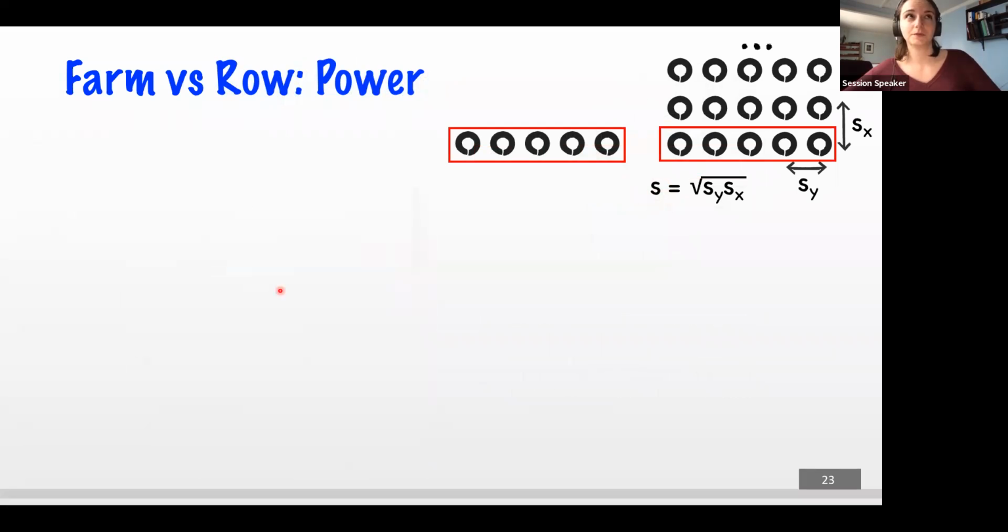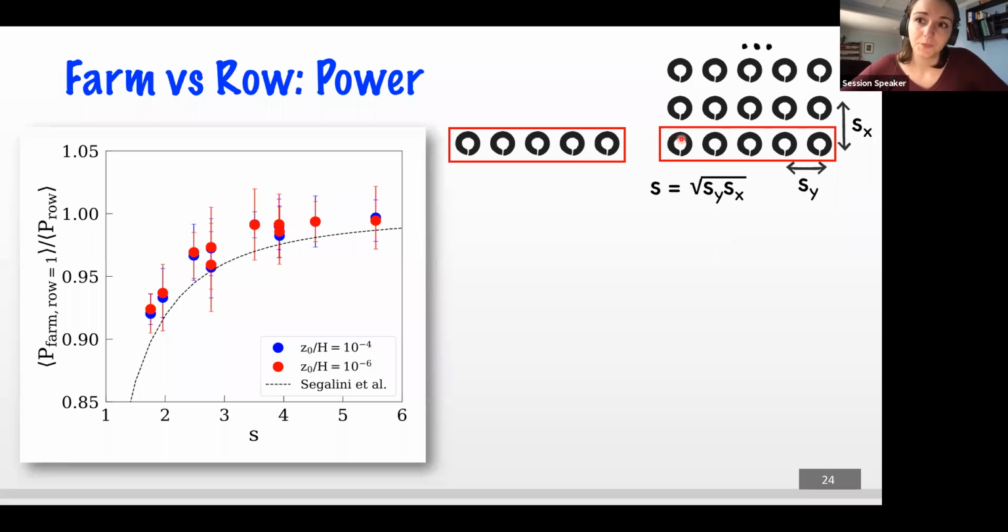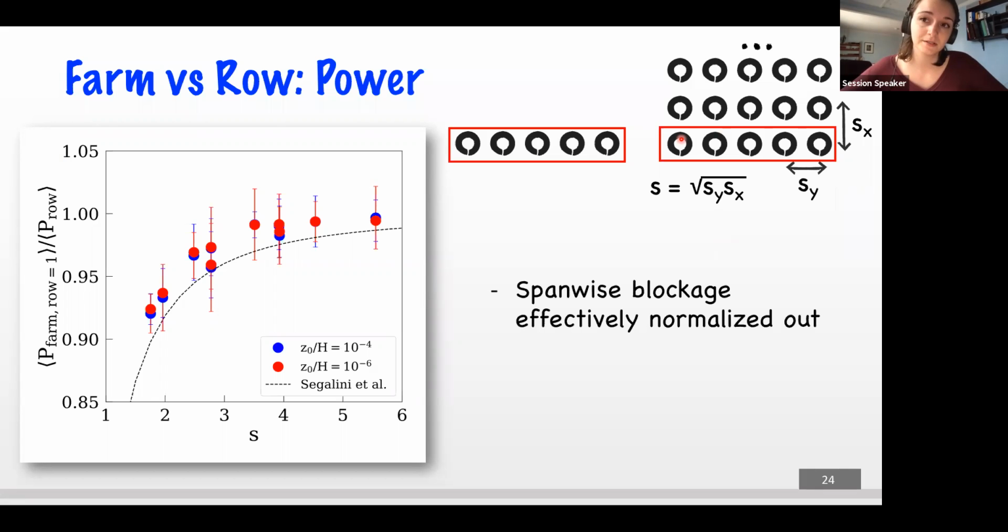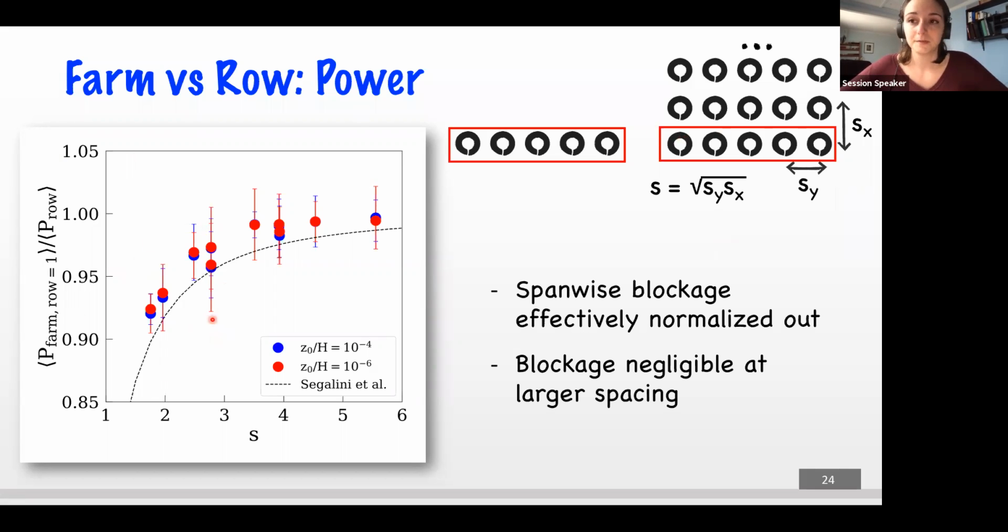We also like to isolate that downstream blockage effect, so we also compare the first row of a wind farm to just the solitary infinite row. That way it really is just the adding of turbines behind it. And when doing so, we see that all values are below 1. So again, we see that hindrance and only the hindrance of the downstream turbine. So the spanwise blockage is effectively normalized out. And again, the blockage is negligible at larger spacing. So it's most prominent when the mean geometrical spacing is small.